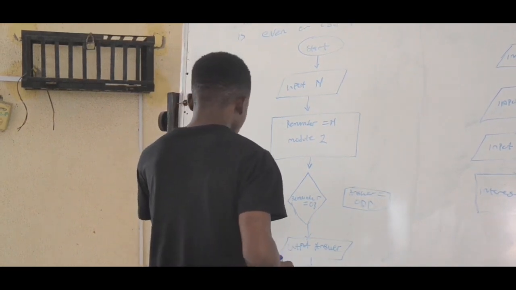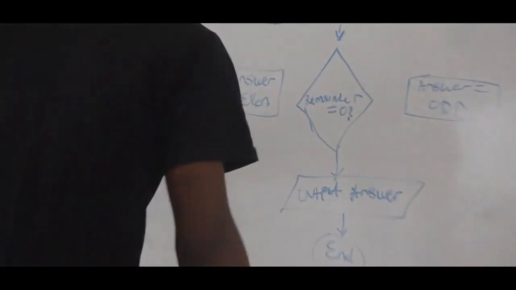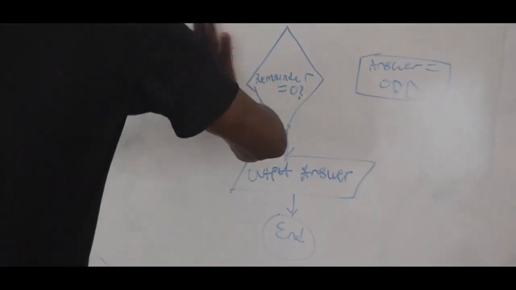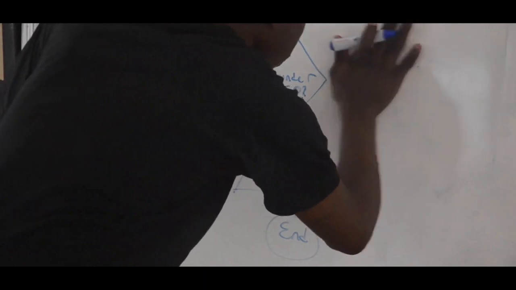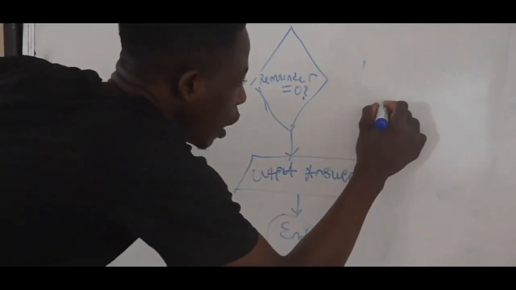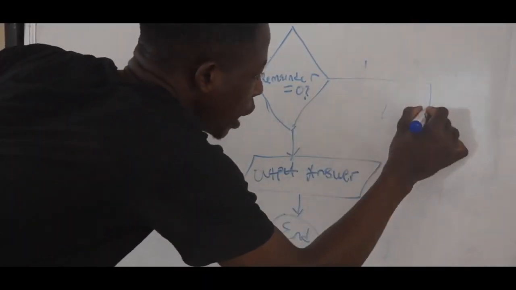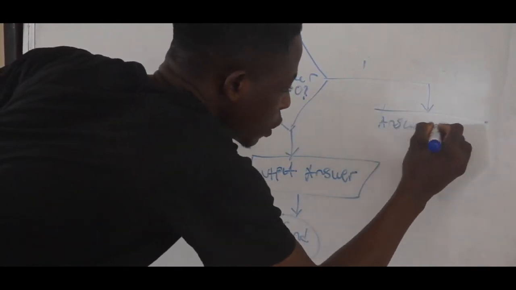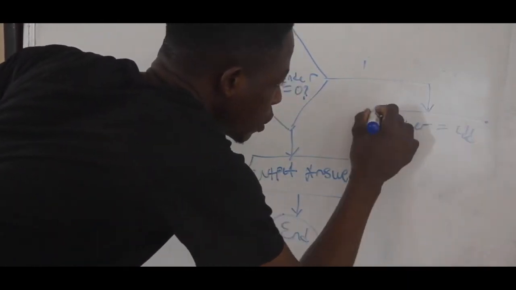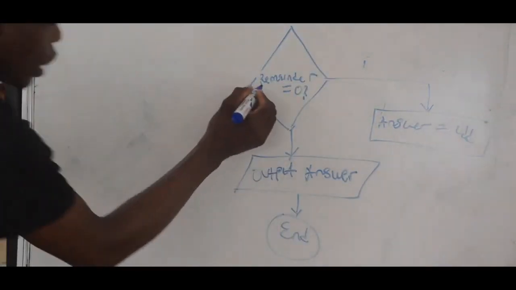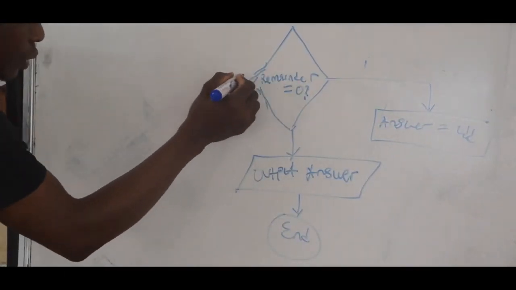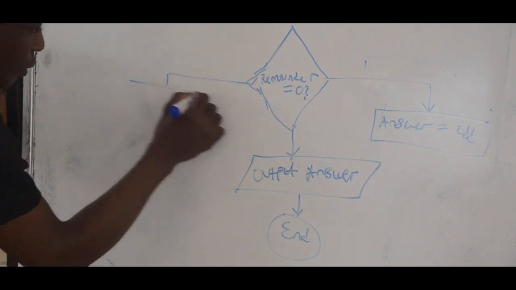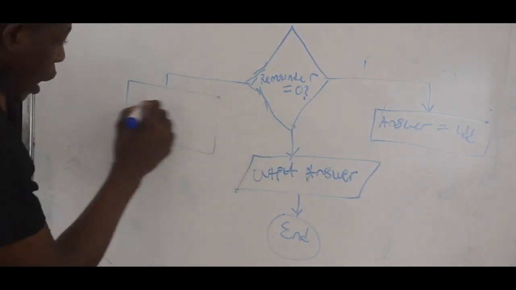So what leads to this? What leads to this is this remainder. I'm sorry. Because this will come like this: answer equal to odd. And this side comes also like this: answer equal to even.